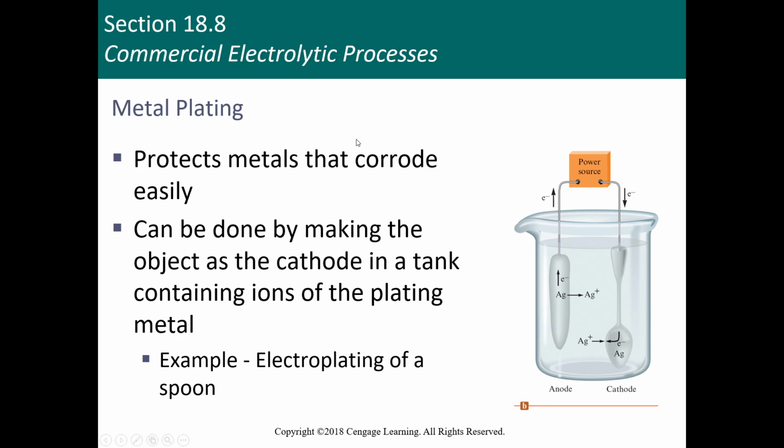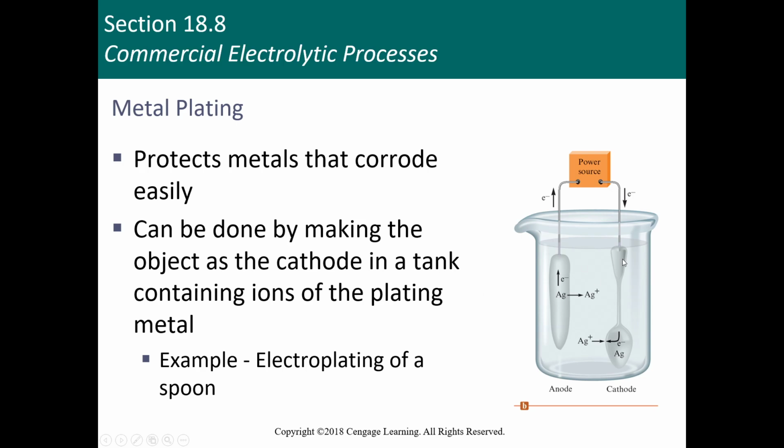And so right here we see metal plating next. This protects metals that corrode easily. This is things like silver plated or chrome plated, nickel plated. That's all of these things, okay? This can be easily done by making an object the cathode in your tank.